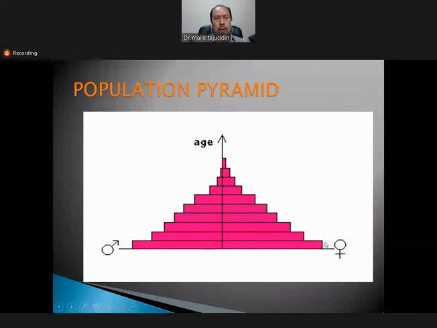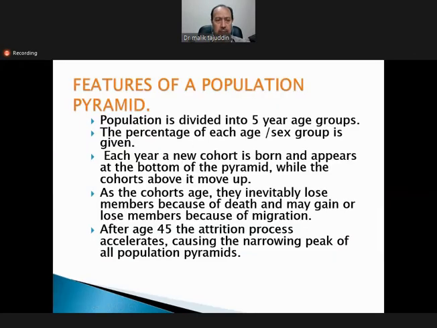There are different features of a population pyramid, and this is that, as I said, the percentage of each age-sex group is given there, and the raw numbers, the crude numbers. A new cohort is born and appears at the bottom, the lowest side of the pyramid, while the cohort above it moves up.